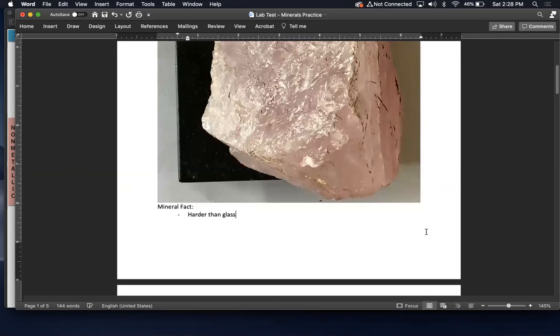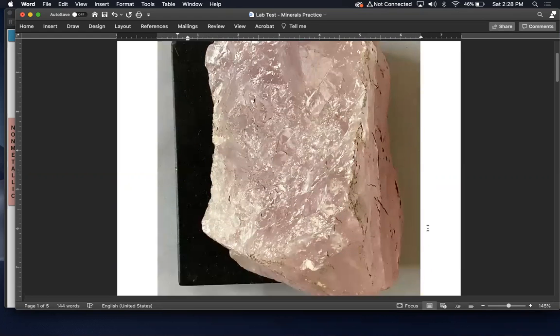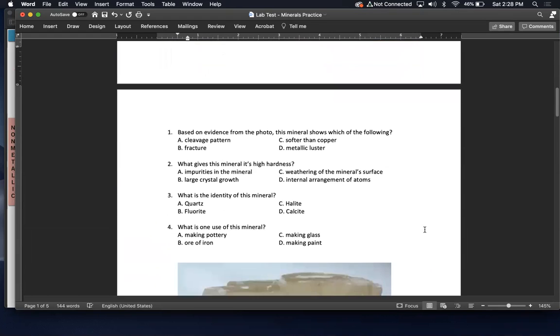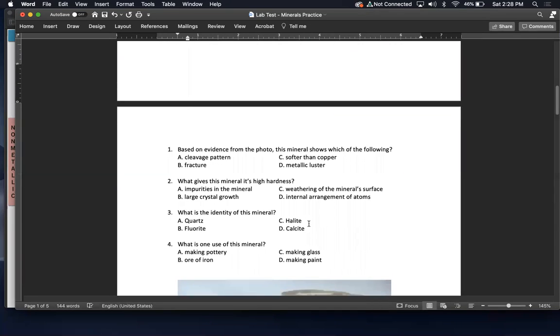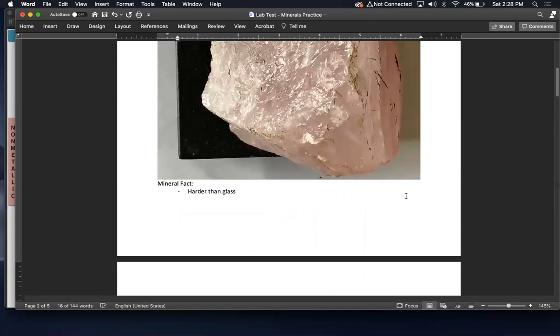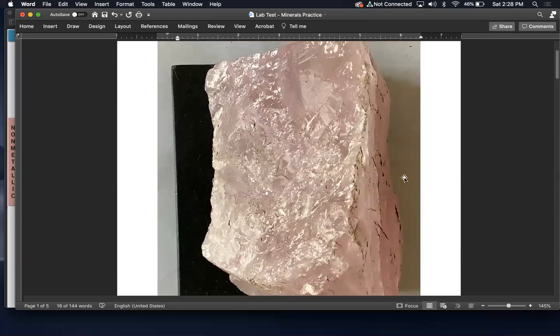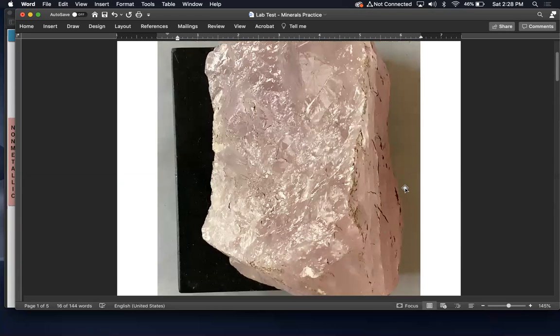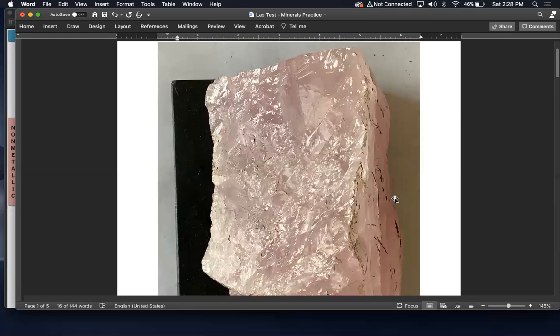But you're going to basically be asked a few different kinds of questions. The first one we're going to do is actually number 3 here. We're going to try to identify this mineral based solely on what we're looking at and that one fact. And we're going to use the charts that you have been provided to do that. So let's take a look.